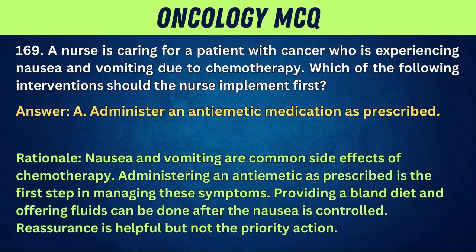Answer: A. Administer an antiemetic medication as prescribed. Rationale: nausea and vomiting are common side effects of chemotherapy. Administering an antiemetic as prescribed is the first step in managing these symptoms. Providing a bland diet and offering fluids can be done after the nausea is controlled. Reassurance is helpful, but not the priority action.